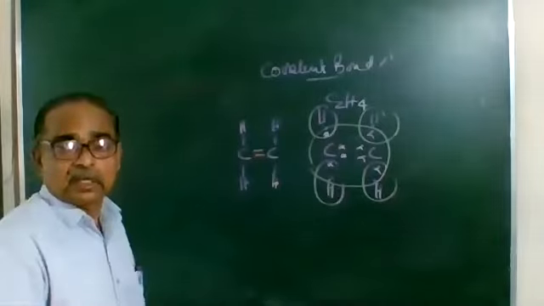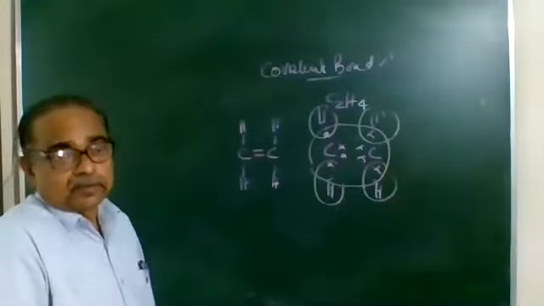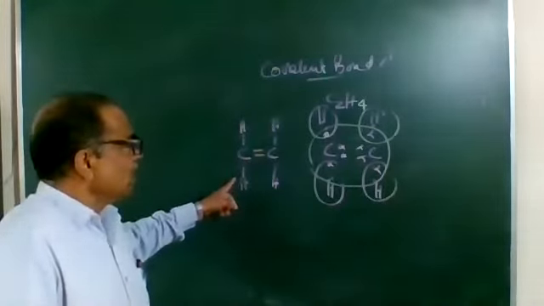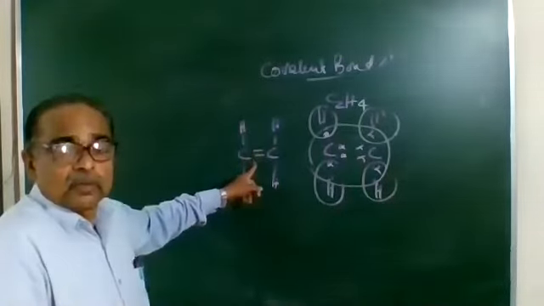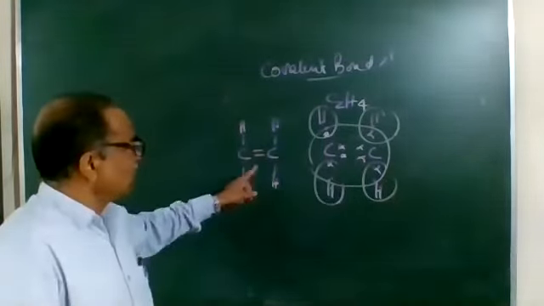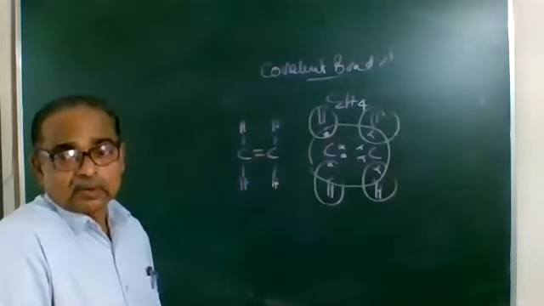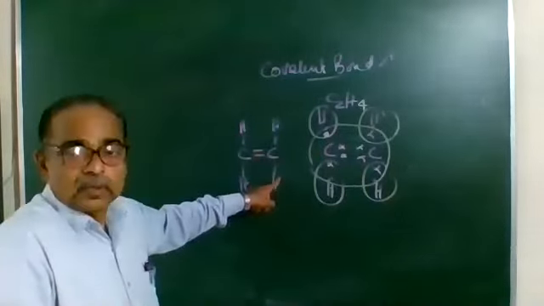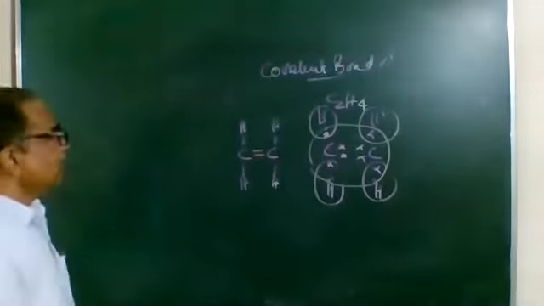If asked how many covalent bonds are there in ethylene or ethene, don't say that there are 6 covalent bonds. There is no guarantee that marks will be given for that, but we will have to write it this way: 4 single covalent bonds between carbon and hydrogen and 1 double covalent bond between carbon and carbon. Understood? Similarly, one more.